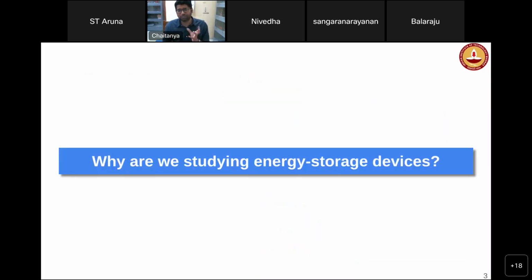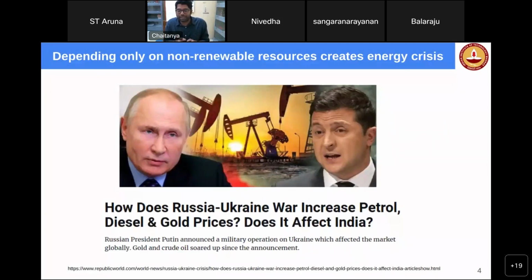Okay. So, the first question that we need to ask is, why are we studying these energy storage devices? To answer that question, we should understand that we should not be relying on non-renewable energy resources, and we want to use renewable energy resources.